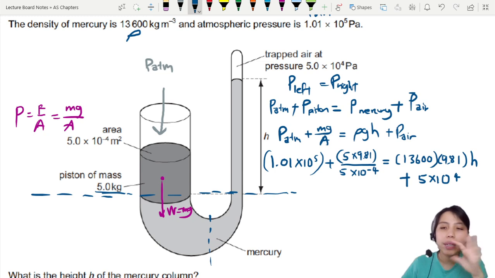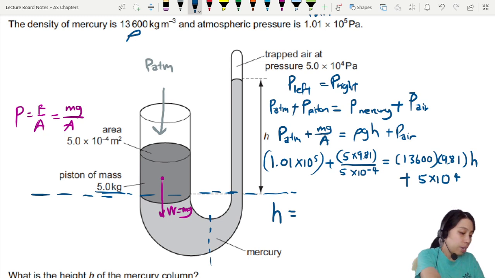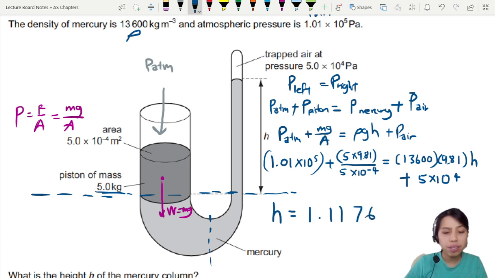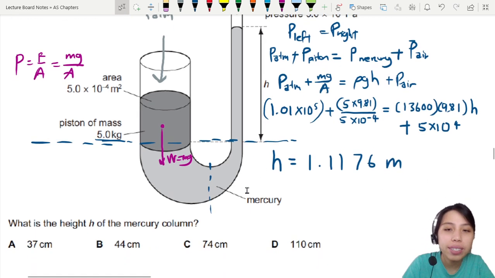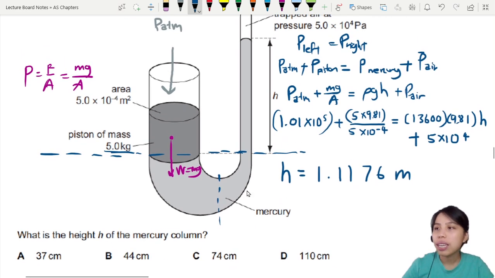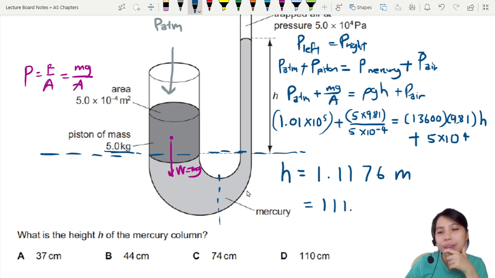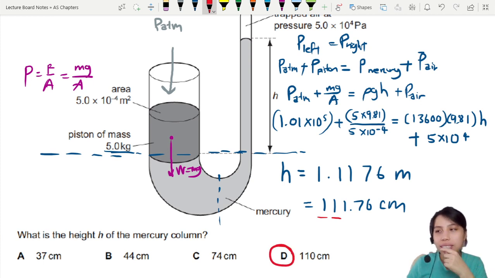Now, it looks a bit crowded, but when you calculate step by step, you should be able to eventually find h. Let's do some calculation. And I would get 1.1176, I guess, meters. That would be my answer if I did everything in one step. So for the answers, I think we'll need to see, okay, 2SF, in cm. Okay. So this is about 111.76 cm. And we round it to 2SF. That would be 110. So best choice would be D.